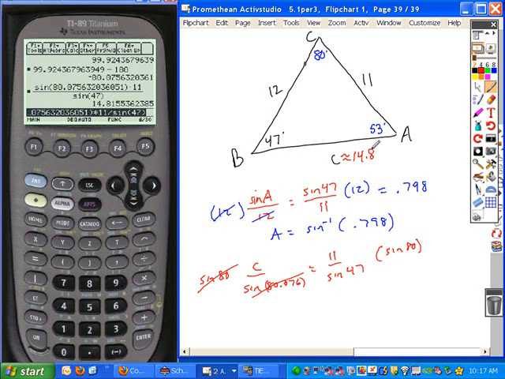And what if I told you, though, that there's another triangle that has these same starting pieces of information, side of 11, side of 12, and an angle of 47? Who's to say that this angle C is not necessarily 80 degrees, but you know that side AC is 11? Is there any other place where side AC could possibly be?